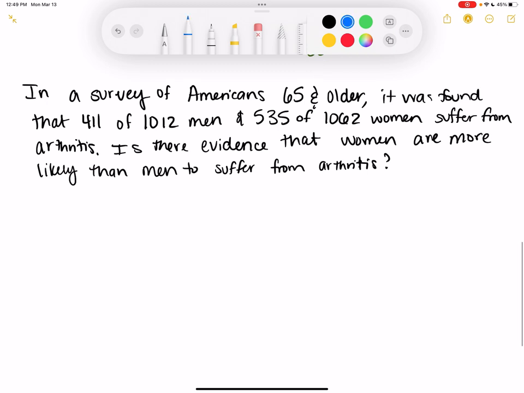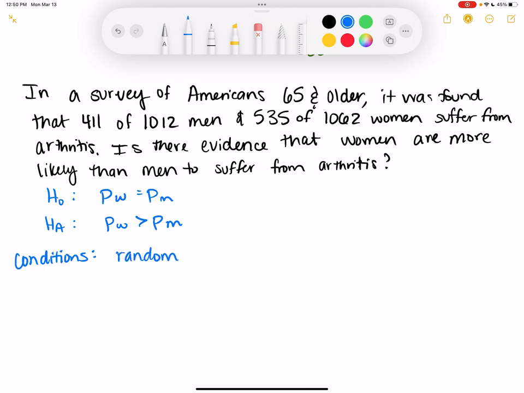All right, so I'm going to do this in parts here. So our null hypothesis is that the P for women is equal to P for men. Our alternate, it says, is there evidence that women are more likely than men to suffer from arthritis? So that would mean that PW is greater than PM. So the condition stuff still applies. So it's a random survey. It doesn't specifically say it, but we're going to make an assumption since it's a survey of Americans that it was random.